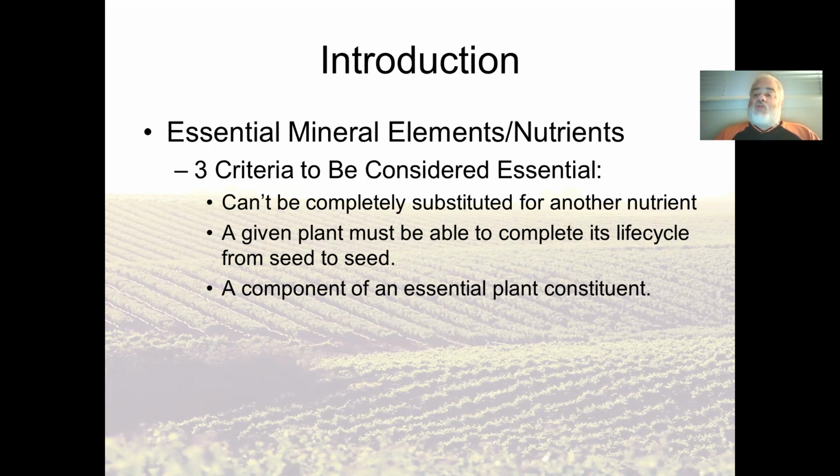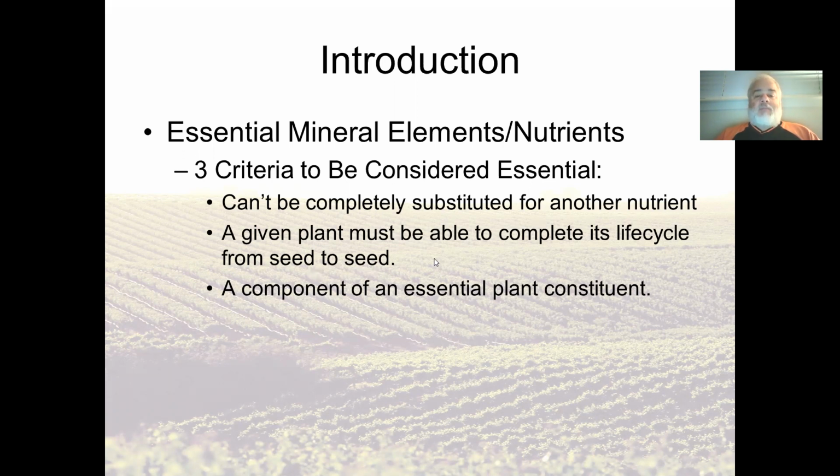which includes 14 nutrients. The first three are essential, but they are not considered nutrients. So there are three criteria to be considered essential. How do you know it's essential? It can't be completely substituted for another nutrient. So in some cases, one element might suffice to fill in the gaps for another. Therefore, it is not considered essential if it can be replaced.